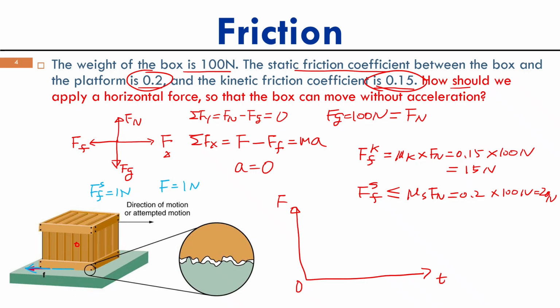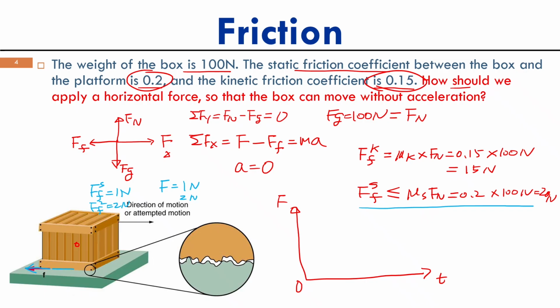If I increase my force to 2 Newton, the static friction force can be 2 Newton opposing the motion, so the box would not move. And because we know the static friction force can be as large as 20 Newton, that means as long as the applied force is under 20, my box would not move.